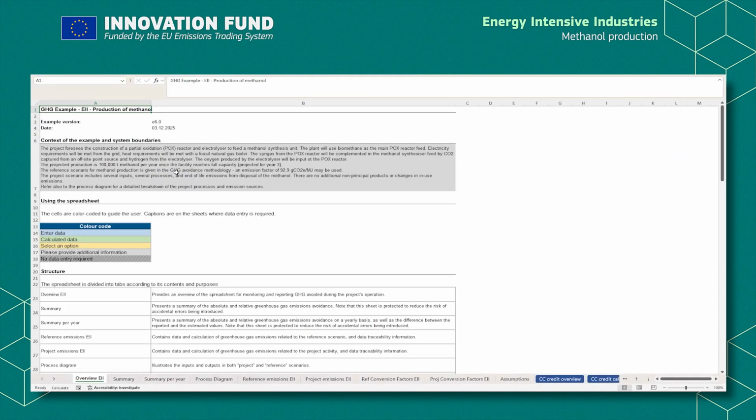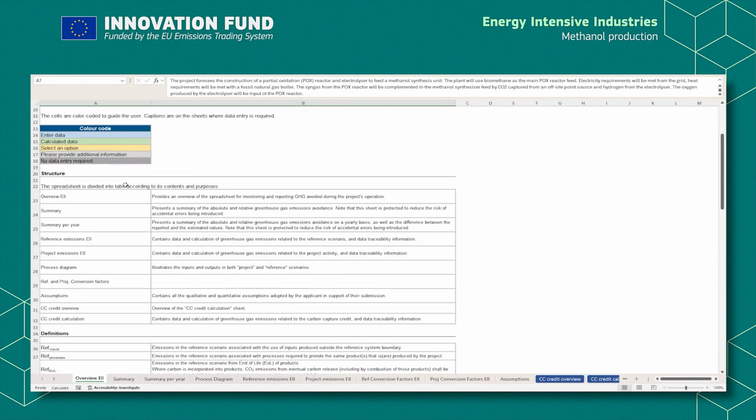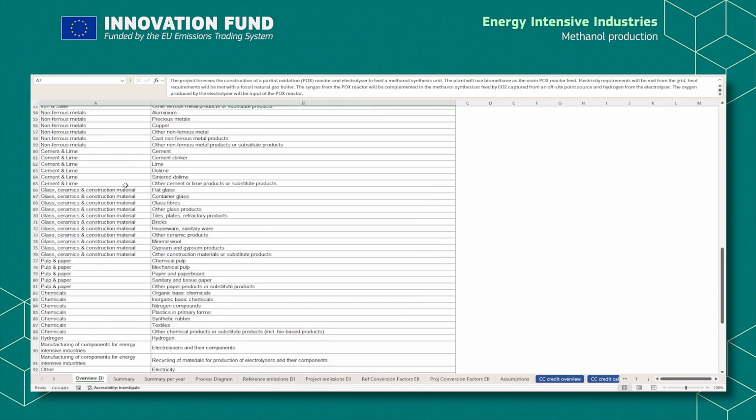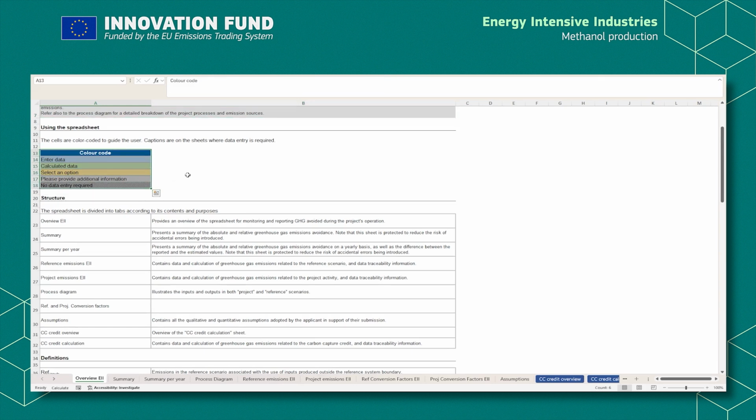The first tab of the Excel workbook provides an overview of the tool. Here you can find guidance for using the tool, definitions of some of the terms used, and a list of EII sectors and of associated principal products. You will also see that there is a color code provided for the tool. Light blue indicates cells where you may need to enter data. Green indicates cells that will show calculated values after you have entered the relevant data. Yellow cells indicate a choice from a list of options. Finally, light gray cells indicate spaces to document your calculations.